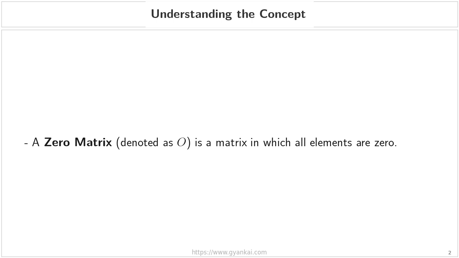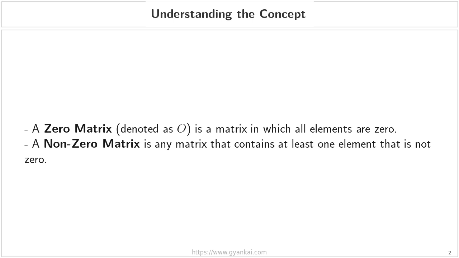Understanding the concept. Now that we have established that the zero product property from real number algebra does not apply to matrices, let us dive deeper into the underlying concepts. First, let's define our terms to ensure we are on the same page. A zero matrix, which we denote with a capital letter O, is a matrix in which every single element is zero. On the other hand, a non-zero matrix is any matrix that contains at least one element that is not zero. It does not need to be entirely filled with numbers. As long as one entry is non-zero, the entire matrix is considered a non-zero matrix.